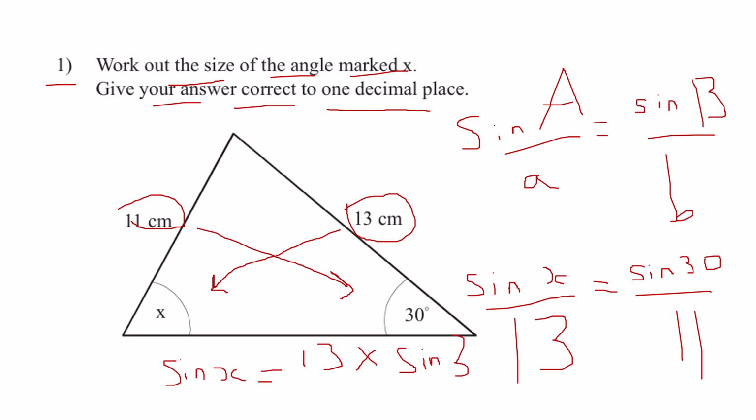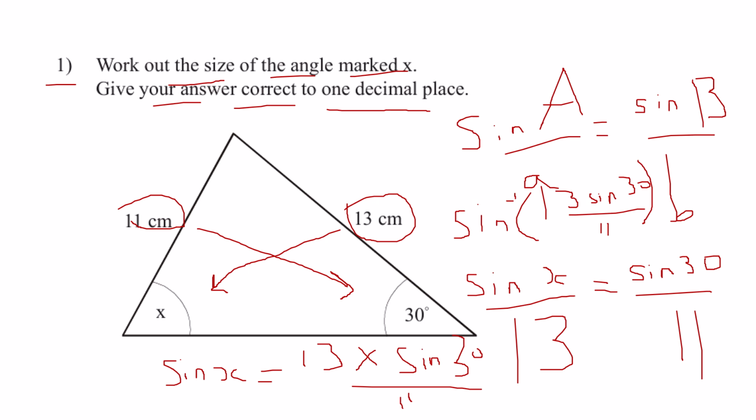And to work out x, what's the inverse of sine? Well, that'd be inverse sine. So to work out inverse sine, I'm going to tap into my calculator here, shift and then the sin button. So it'll be sin to the -1, in brackets, 13 sine 30 over 11. Let me just plug it into my calculator.